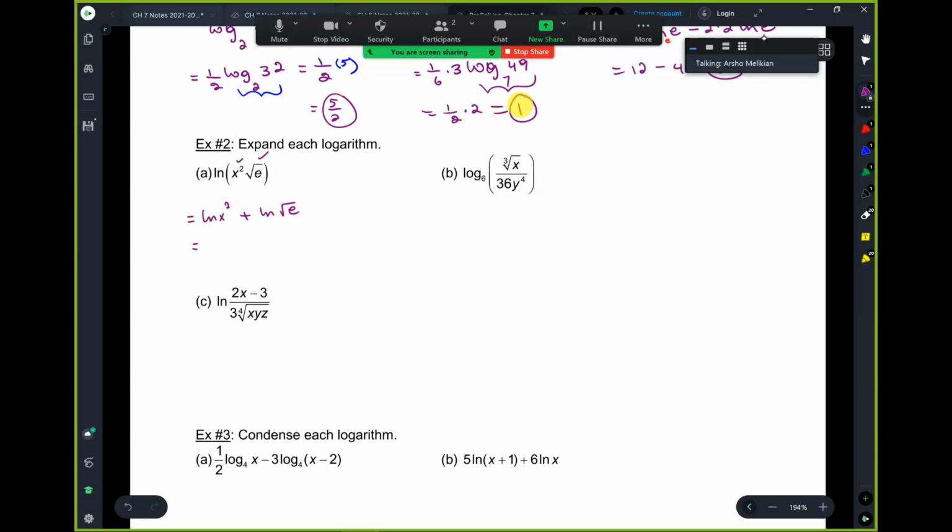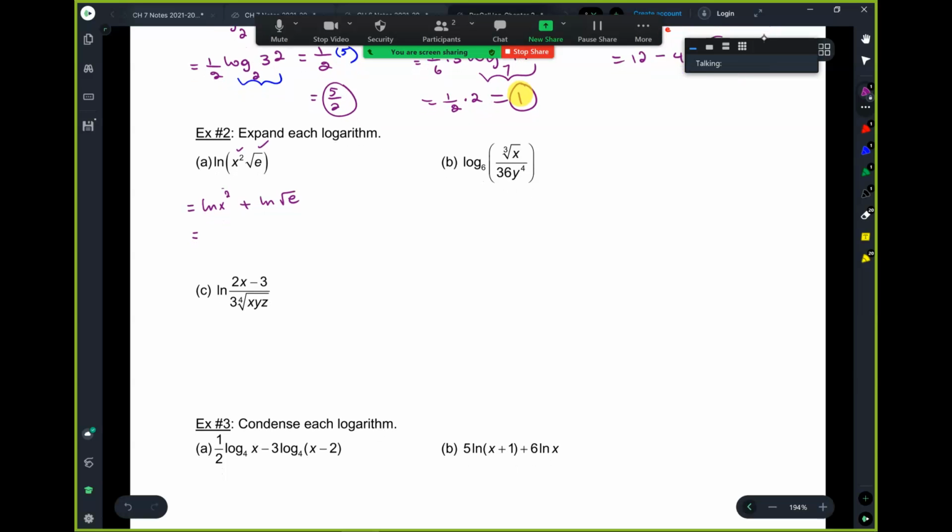But then this 2 comes down. Plus, this is ln of, this was e to the half, right? So the half comes down, and it'll be half ln of e, right? And half ln of e is just a half, so that will be 2 ln of x plus a half. Okay?